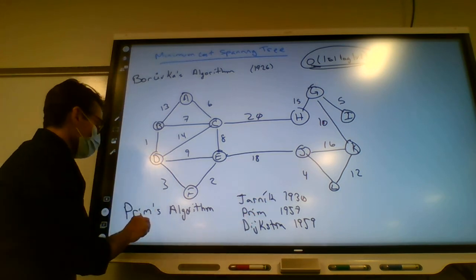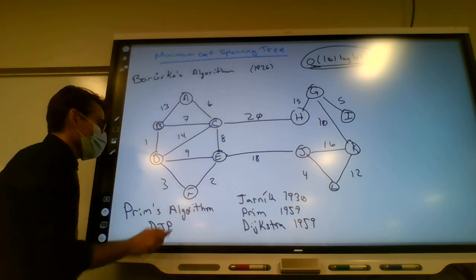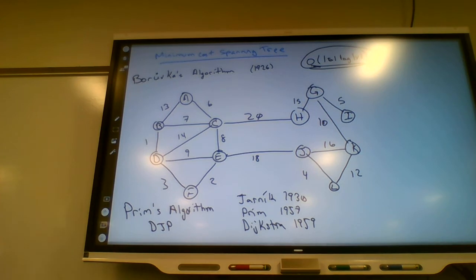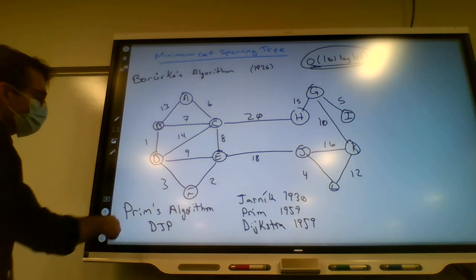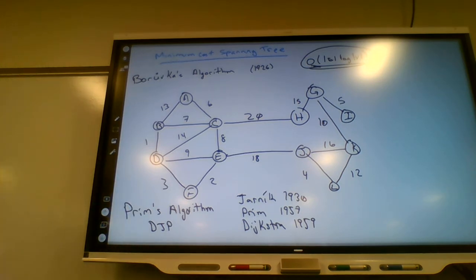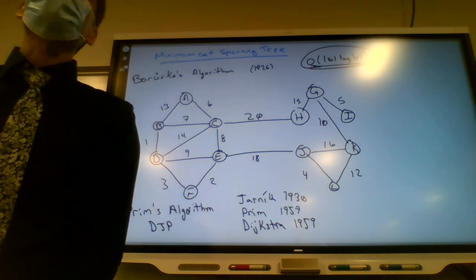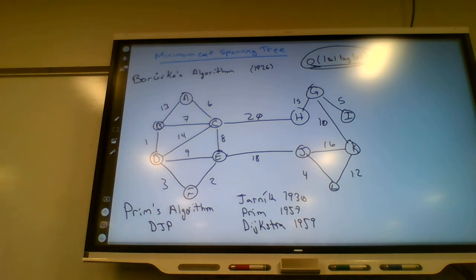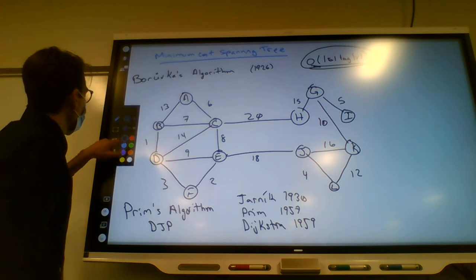Sometimes some people call it DJP to give them all credit for it. Lots of English language things tend to call it Prim's algorithm still. All right, so what happens in this algorithm is we're going to start from a particular vertex. This is some arbitrarily chosen vertex.